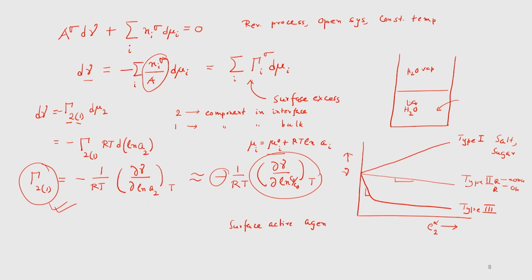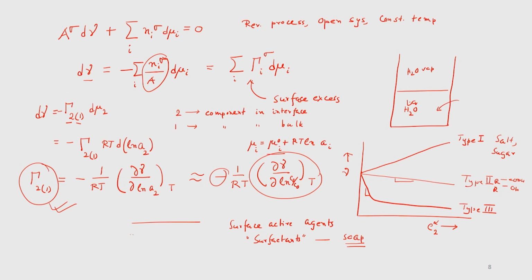Surface active agents, or in short form surfactants, have examples like soap molecules. These long chain fatty acid salts, for example sodium stearate or sodium palmitate, have a very long alkyl chain and also a hydrophilic head group. So, if this is the water-air interface, these molecules will interact through their hydrophilic head group with the water, and their alkyl chain pops out from the interface, and they arrange themselves nicely in a parallel fashion.